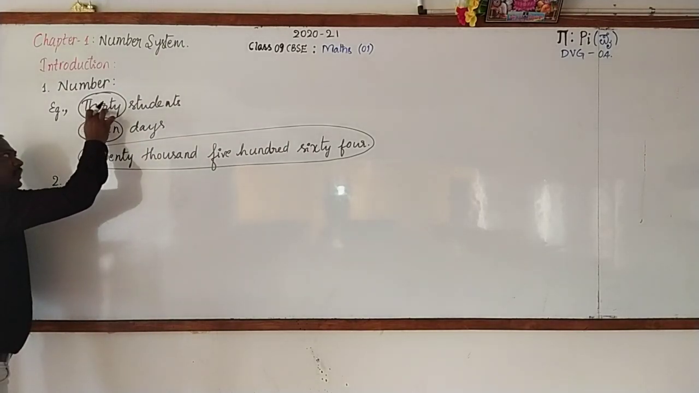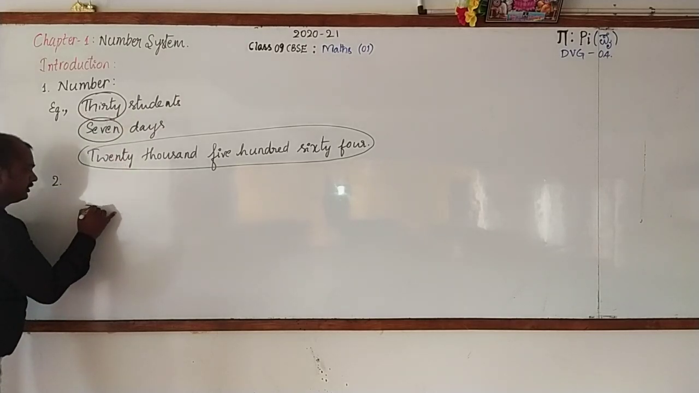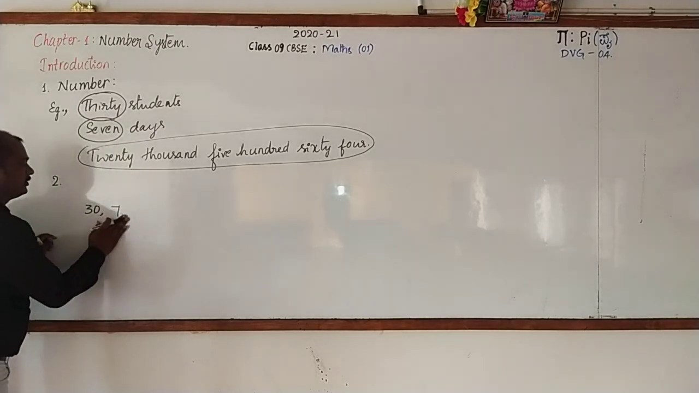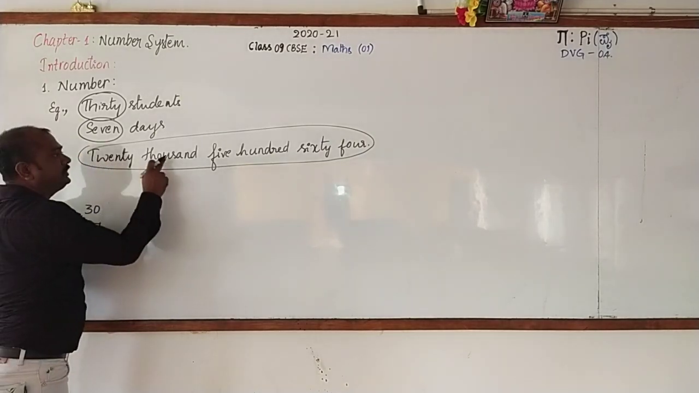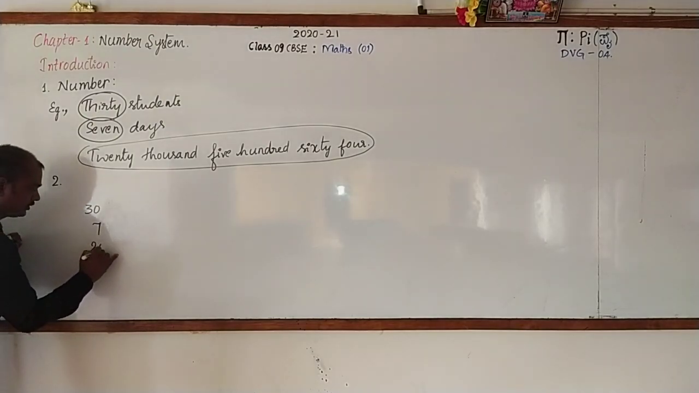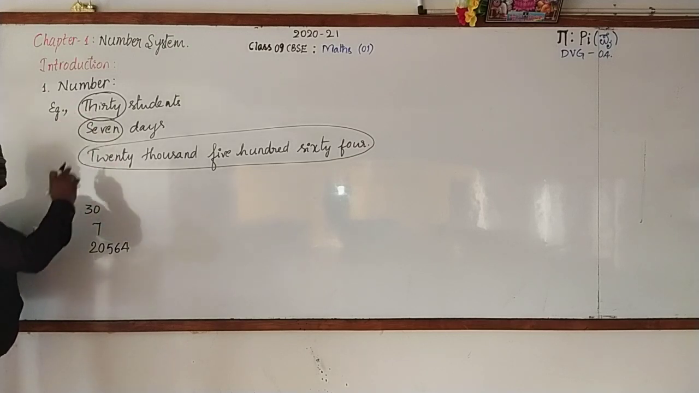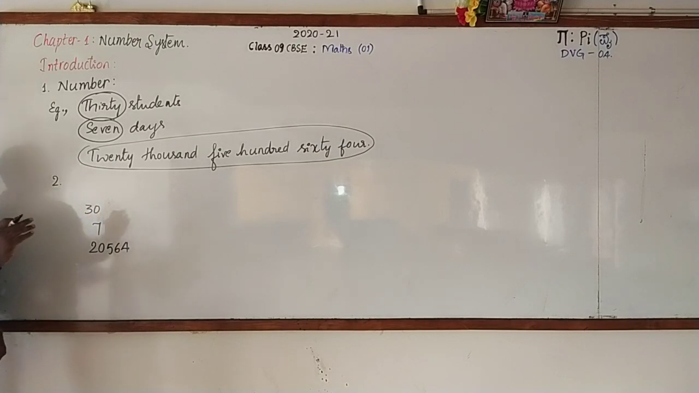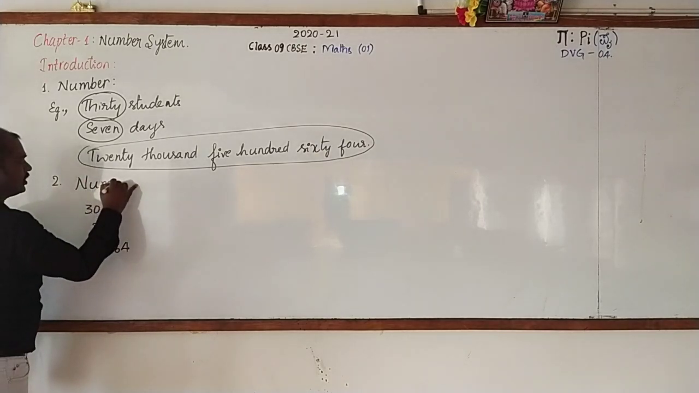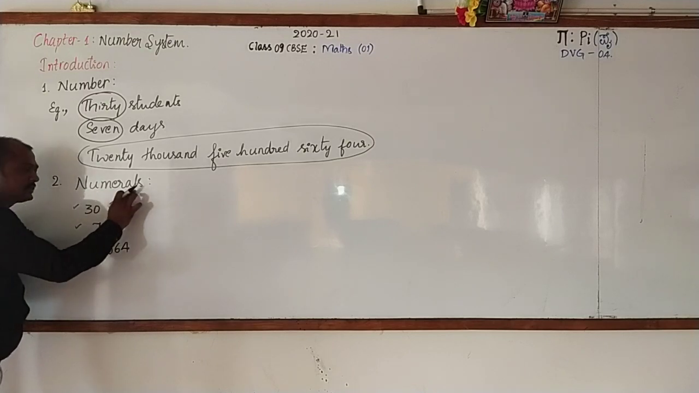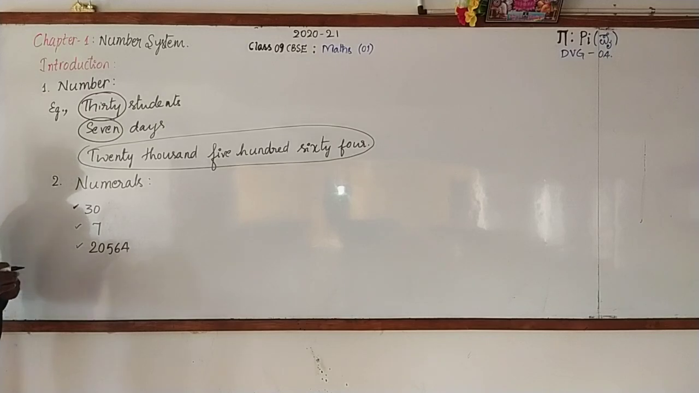To represent these, I use symbols. 30 can be written like this. This is the symbol used for writing 30. 7 can be written like this. And 20,564. These are the symbols used for writing the numbers. Then what do you call these symbols? Yes, just recall, these are called numerals. Now you can recall the definition of numerals. Numerals are the symbols used for writing numbers.